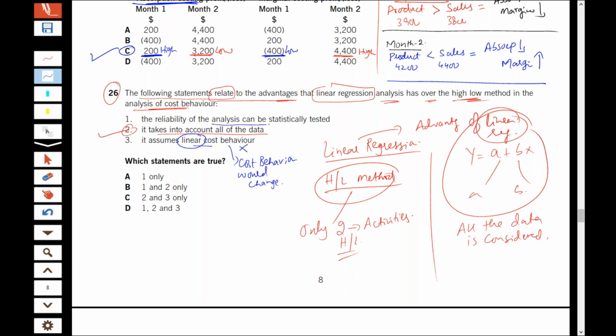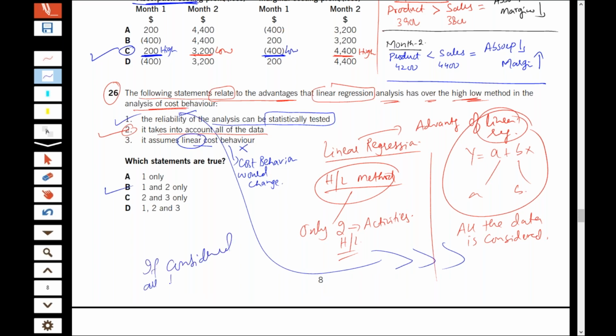The reliability of the analysis can be statistically tested. Yes, 1 and 2, because it is reliable. Why reliable? Because of this: if you consider all the past data, then it's reliable. Then it's even more reliable. If you are taking into account all the data, that means your calculated test is more reliable.